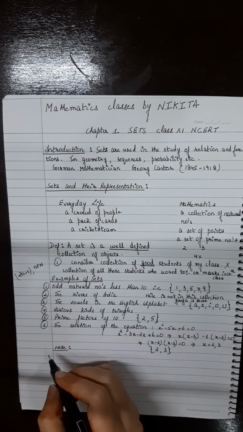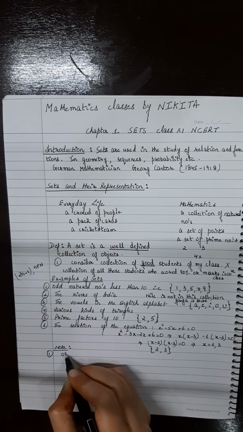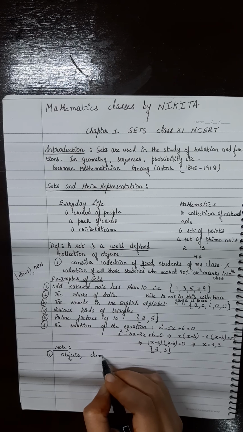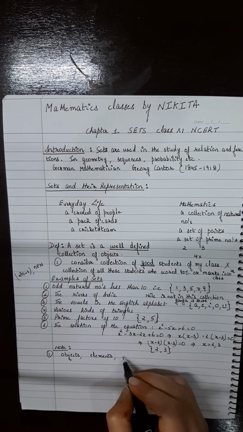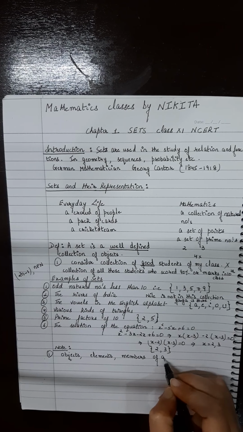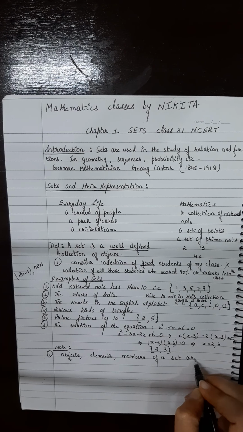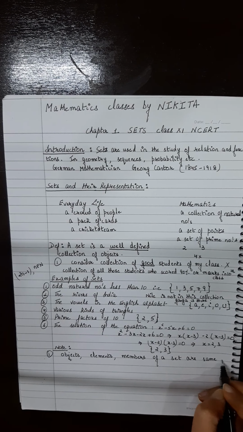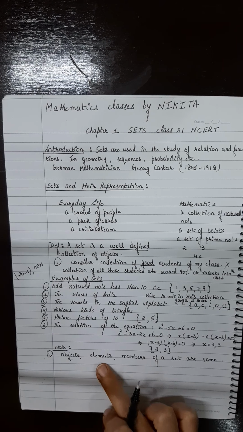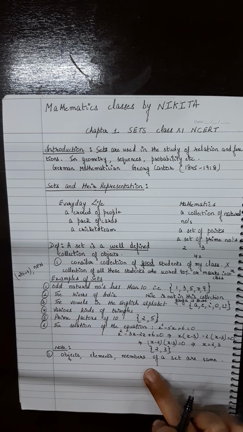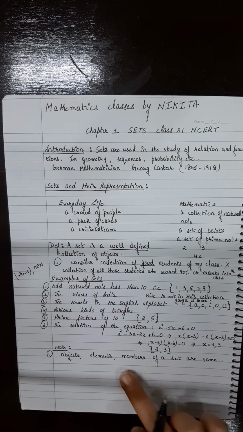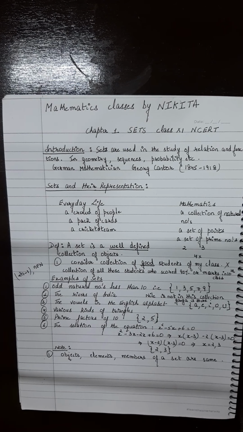Now next, note one thing. First of all, objects, elements or members of a set are same. तो या तो आप ऑब्जेक्ट्स की बात करो या एलिमेंट्स की या मेंबर्स की, तो ये सारे टर्म्स सिनोनिम हैं, ये सारे टर्म्स सेम हैं. या तो हम बोलेंगे ऑब्जेक्ट्स ऑफ अ सेट या हम बोलेंगे एलिमेंट्स ऑफ अ सेट या मेंबर्स ऑफ अ सेट. सो दे ऑल मीन द सेम थिंग.